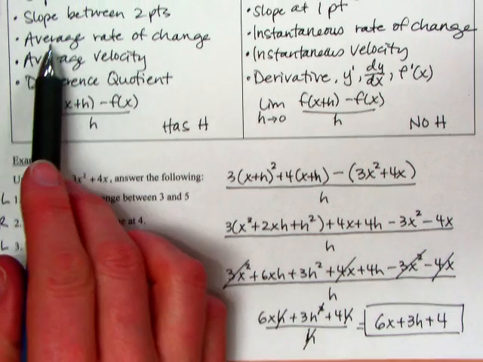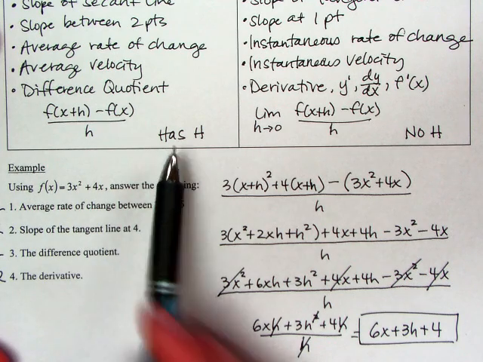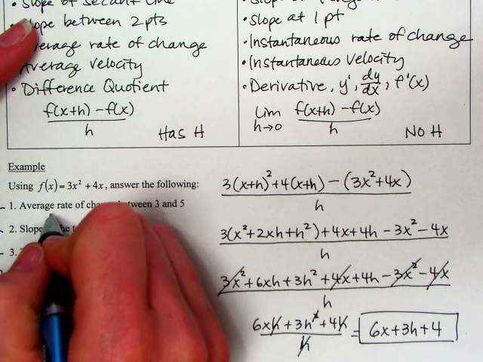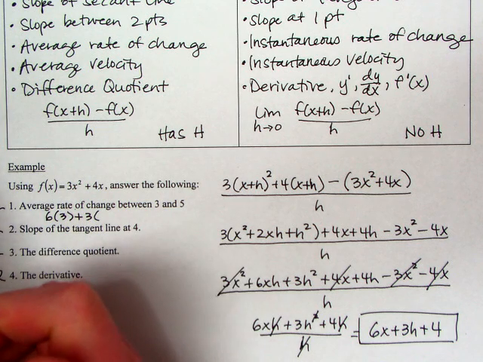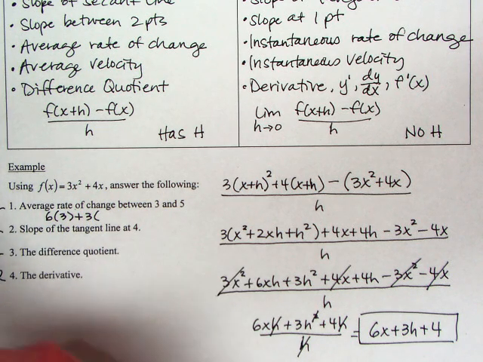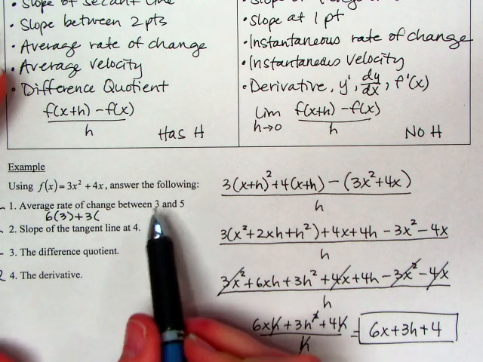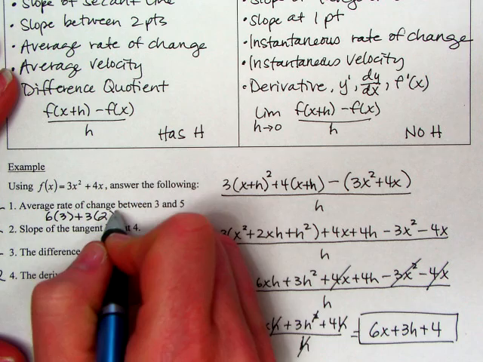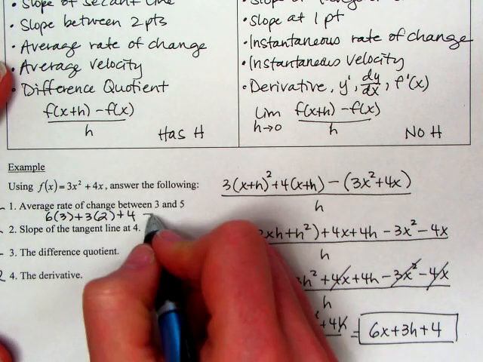Average rate is a left box item, which means I need to use the formula with h's, which makes sense because I have two numbers and I need two variables to plug into. So I'm going to pick my x value of 3. So 6 times 3 plus 3 times, and then your h value is the amount of space from one x to the other. Our first x is 3. Our second one is 5, so the amount of space is 2, plus 4. So 6 plus 4 is 10, plus 18 is 28.